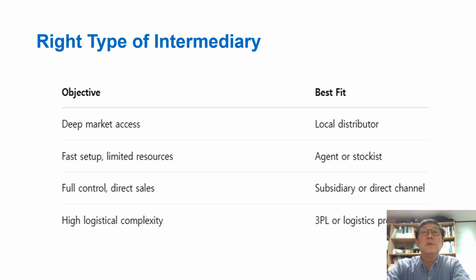Subsidiary means it's your own company. You set up your company in the USA, and then you can control 100%. And if your objective involves high logistical complexity, so your logistics are an issue, then maybe you can use a 3PL or logistics provider. So different objectives call for different types of intermediary.